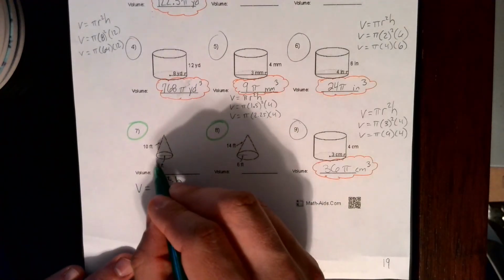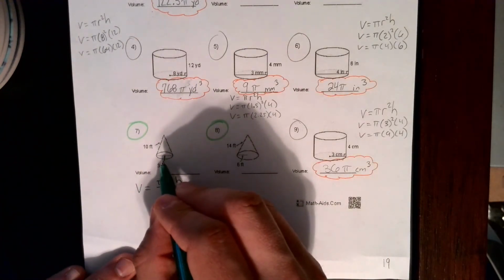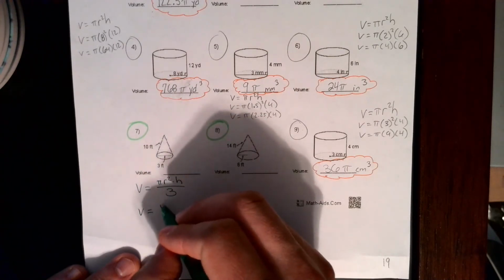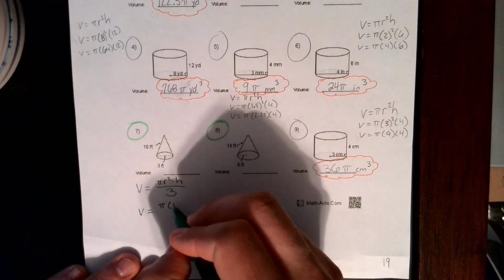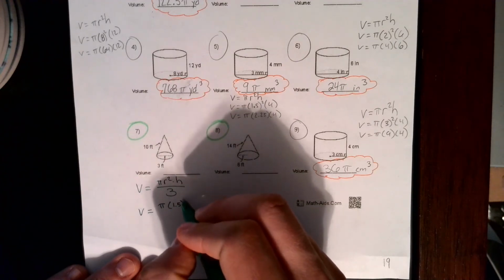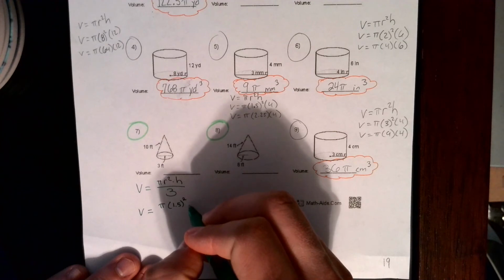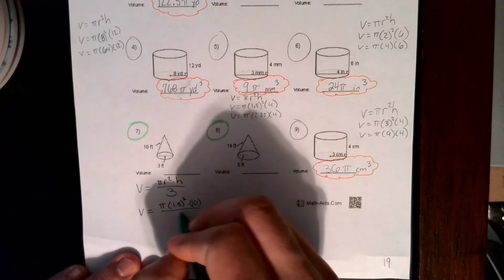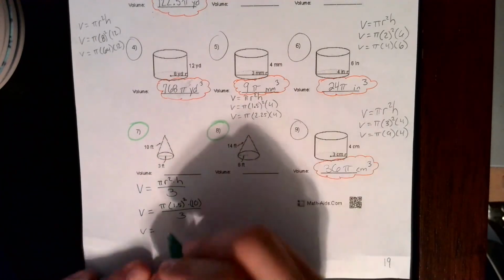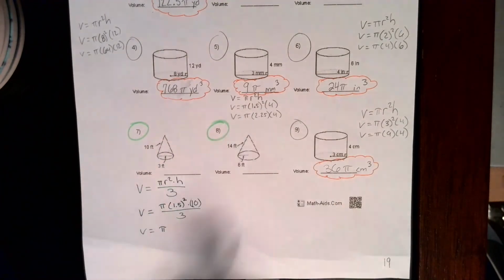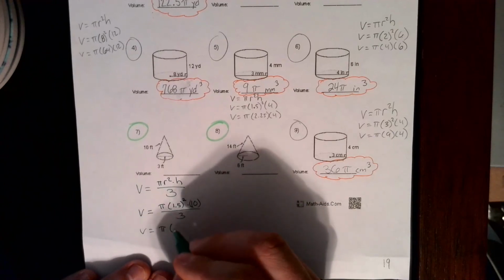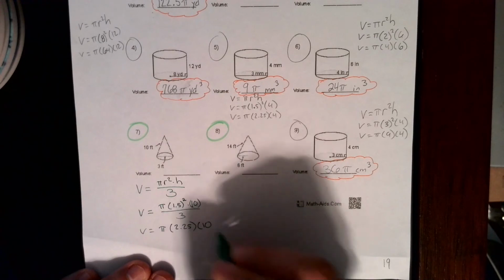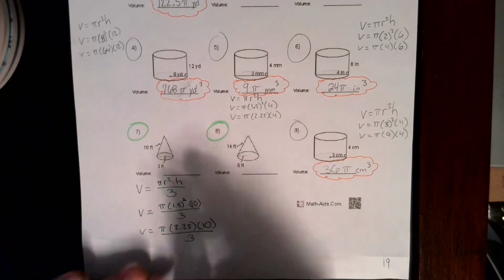Now the diameter is 3, so I've got to cut that in half. So I can do 3 divided by 2 on my calculator. Some of you guys can do that in your head. But the radius would be half of 3, which is 1.5. So I've got to do 1.5 squared times the height, which is 10, divided by 3. So this is going to give me pi, and then if I do 1.5 squared, it gives me 2.25 times 10, all divided by 3.